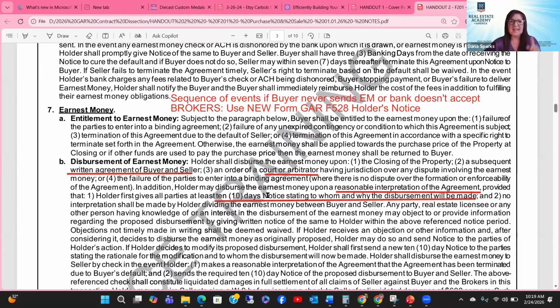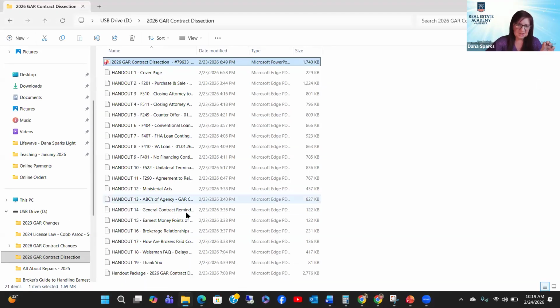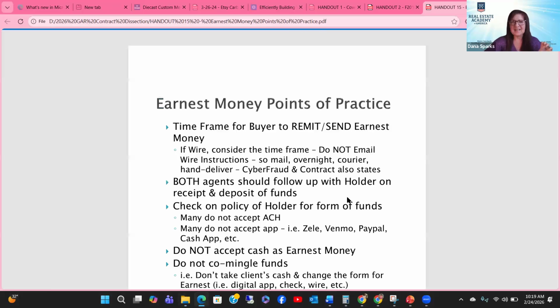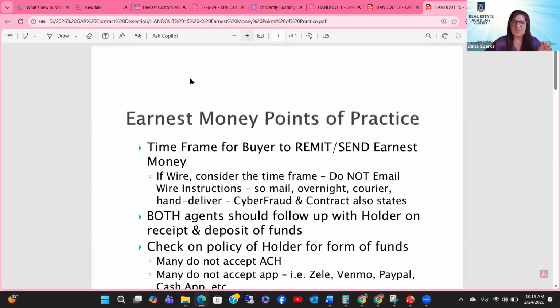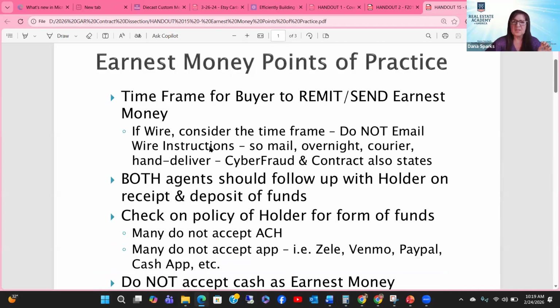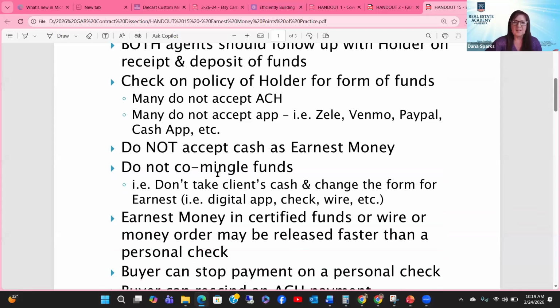Then more about earnest money. And let me just show you, in your package, I have a handout for you. This is good for brokers to cover with your agents. This is good for newly licensees, and this is really good to remind yourself. I have 3 pages of points of practice for earnest money, time frames to send it, both agents following up, finding out what the policies are.